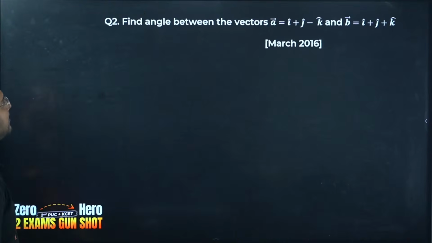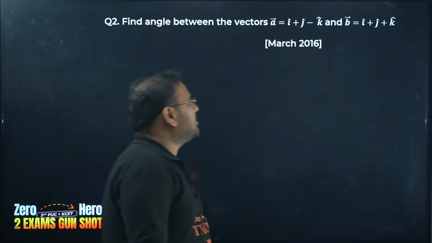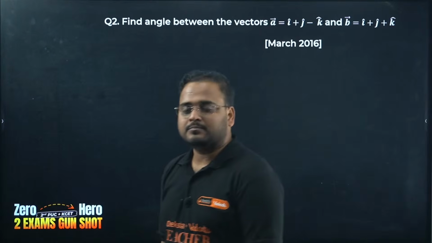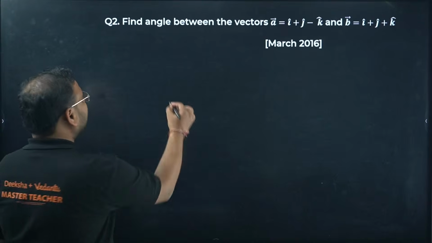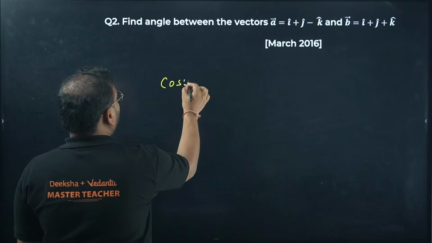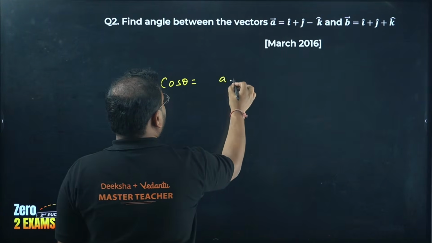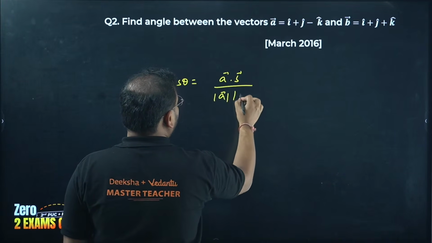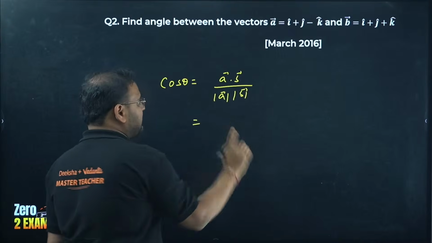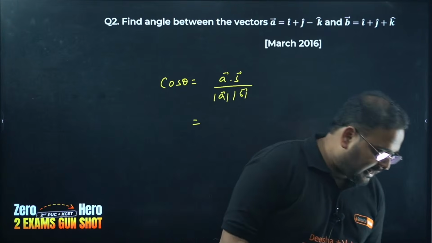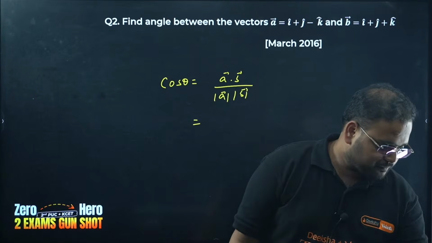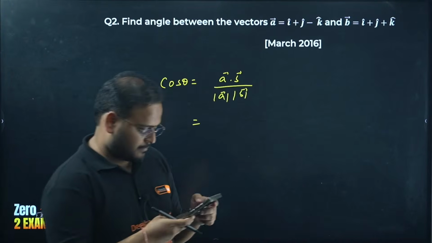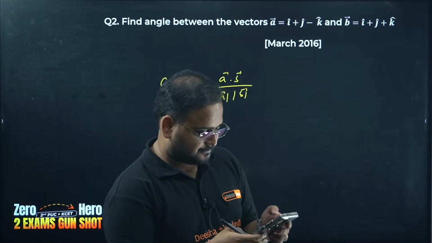Next. Find the angle between the vectors A and B. How do you find that? Simply this rule. Cos theta is given by A dot B upon mod of A into mod of B. Guys, start giving me the answers now.